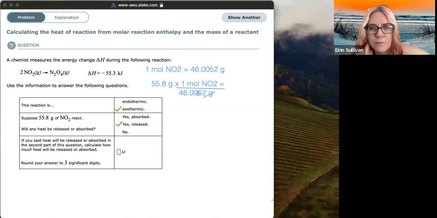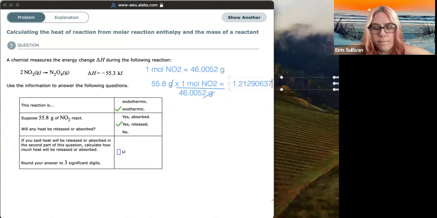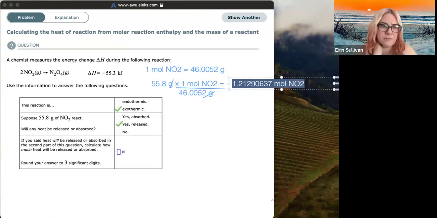So grams cancel, giving me moles of nitrogen dioxide. 55.8 divided by 46.0052 gives me about 1.21 moles of NO2. That is important, because our delta H for this reaction is minus 55.3 kilojoules per 2 moles of NO2, if we look at the balanced chemical equation.